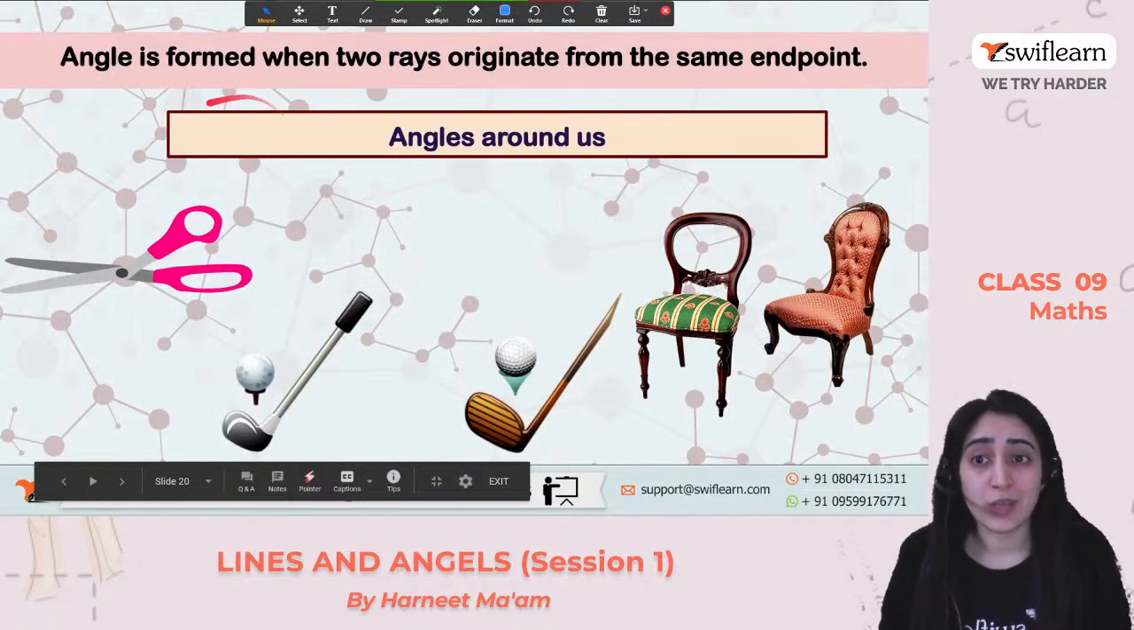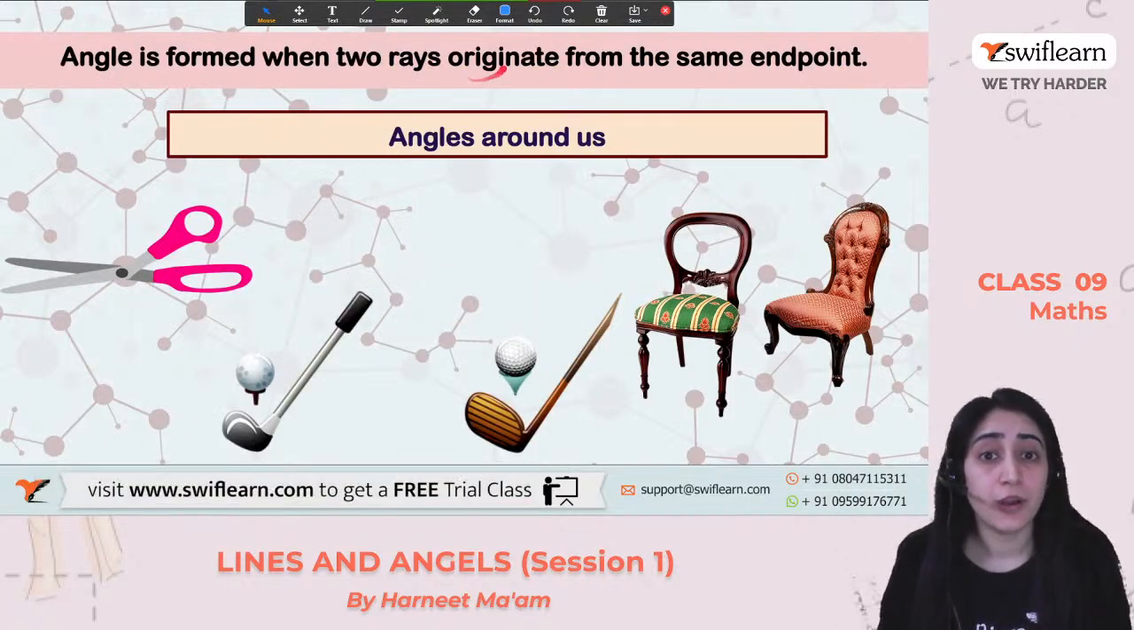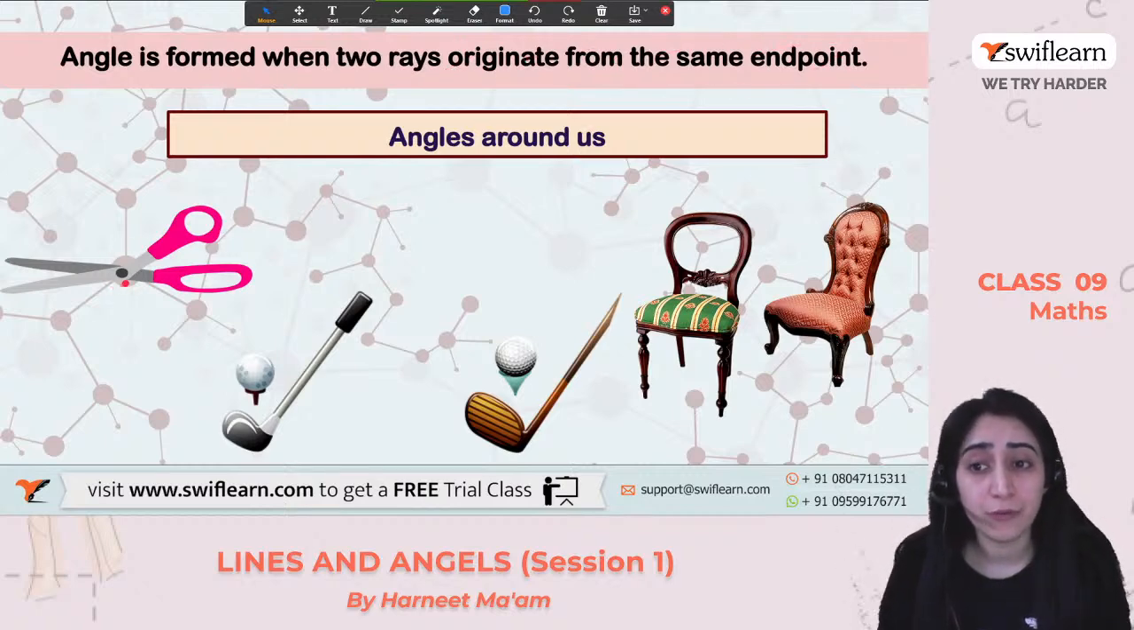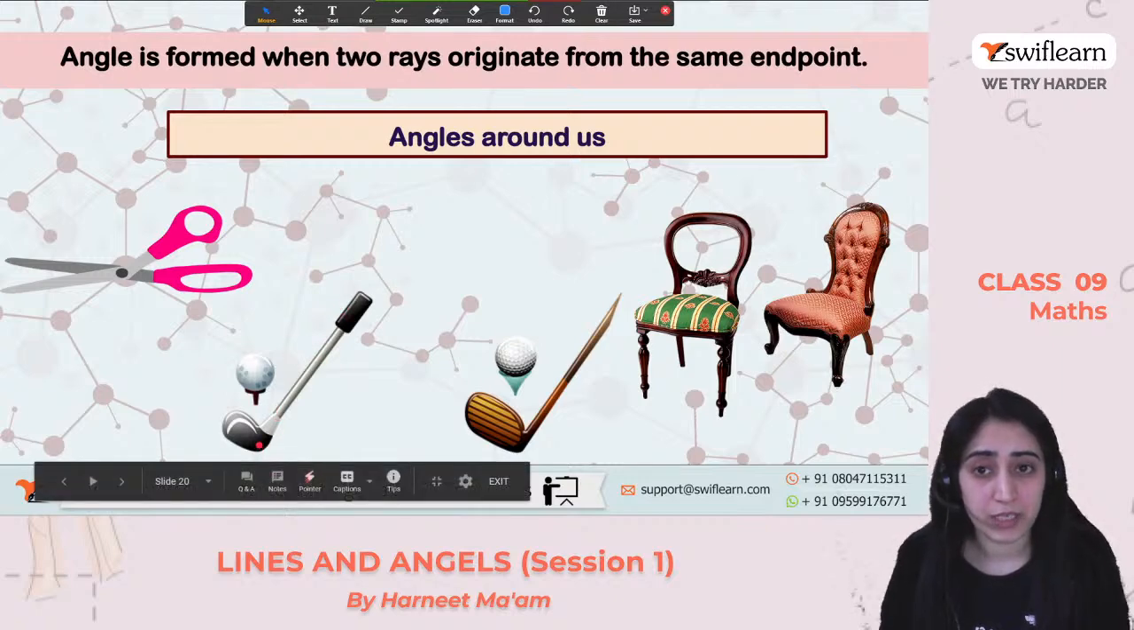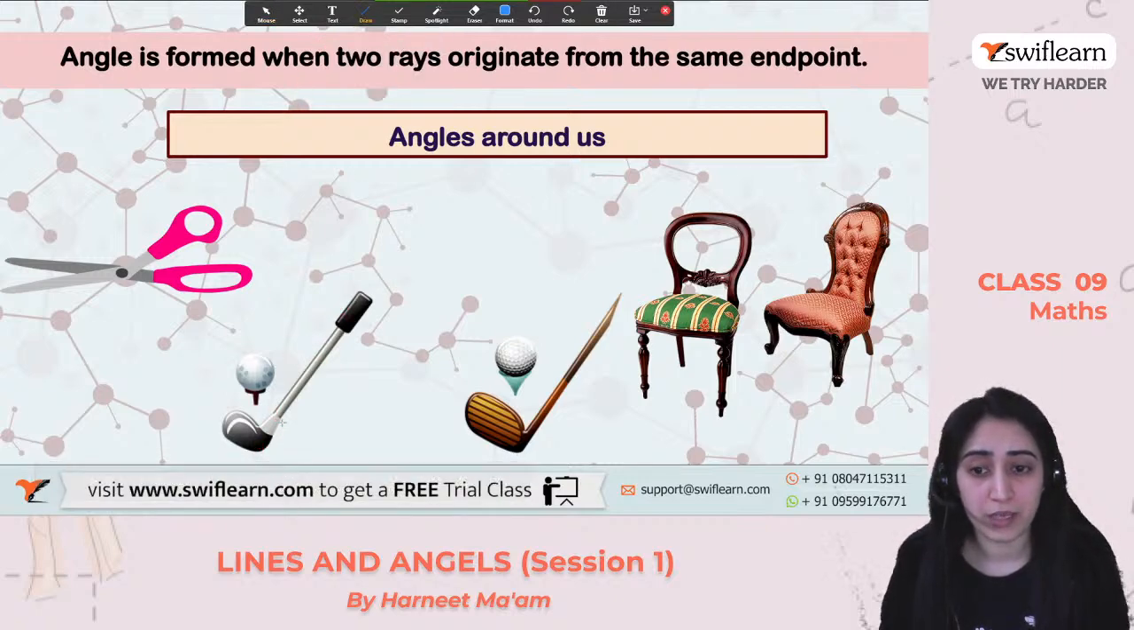All right. So angle is formed when two rays originate from the same endpoint. So angle is only formed when there are two rays that start from one endpoint. So can you see the scissors moving these two? They form an angle. Same at the back. These two rays form an angle, right? Here, if I say this is a point in which they are moving, a ray is going this way and a ray is going this way. So what are they forming in between? They are forming an angle.